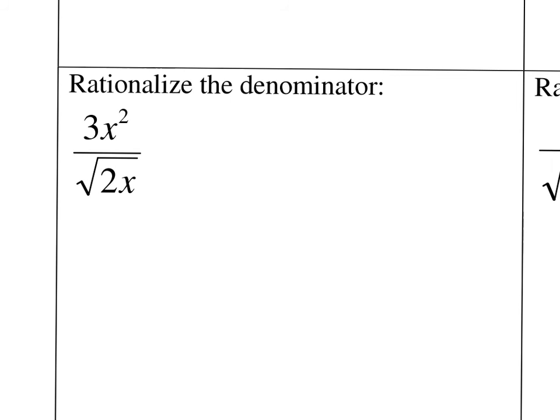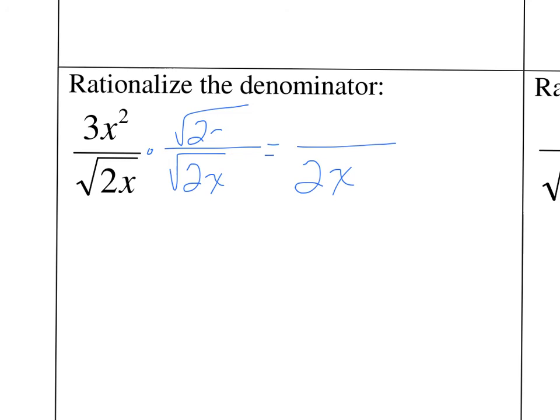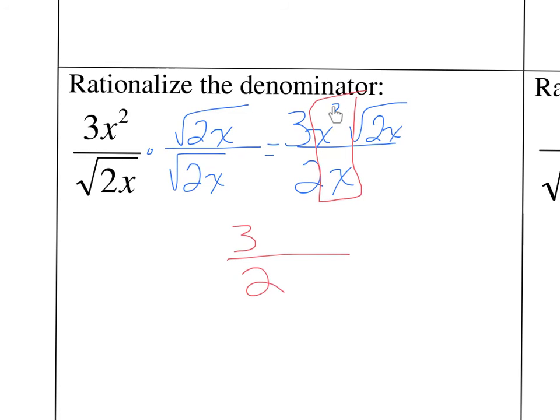Okay, 3x squared over the square root of 2x. We're going to multiply the denominator times the square root of 2x, and that's going to give us 2x in the denominator. We multiply the numerator times the same thing. We get 3x squared, square root of 2x. And when we look at these, we can see that these x's should reduce here. The 3 and the 2 won't. So we'll leave the 3 and the 2 there. These x's, x squared divided by x leaves me with 1x in the numerator. And I still have my square root of 2x. So this is the final answer.